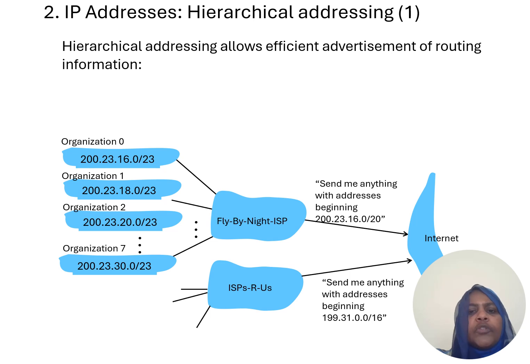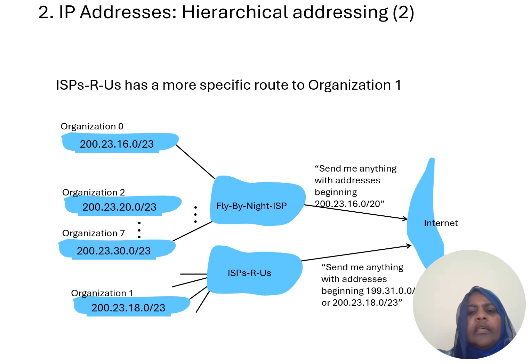For example, we have two ISPs here. Each one has a range of IP addresses. It uses a prefix for the rest of the internet to reach it. Sometimes it needs a more specific route, so it uses a specific IP address.